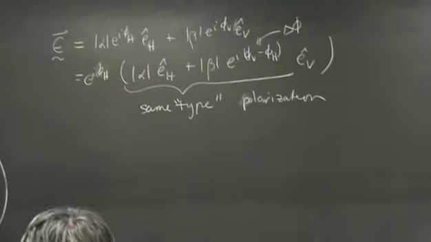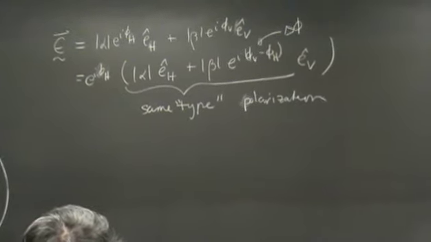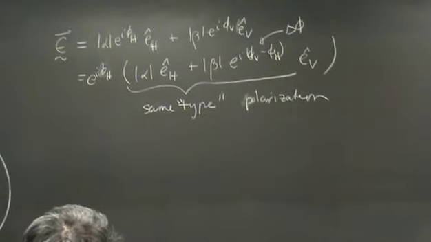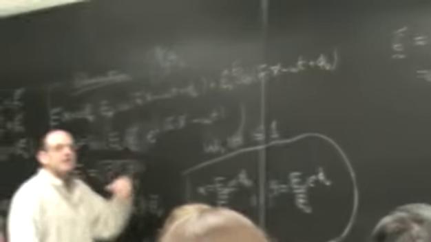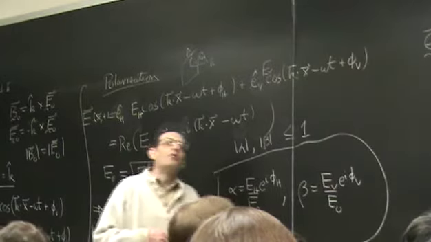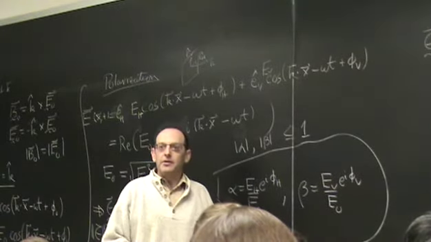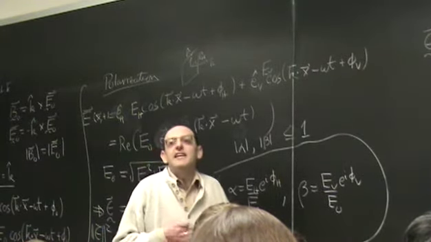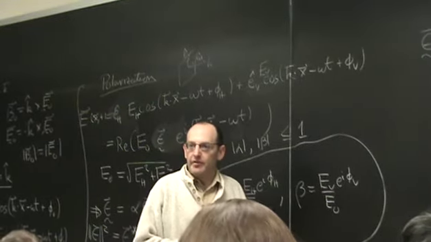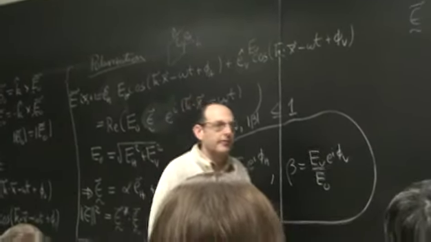And the way we saw that here is that as the wave propagates, or as it evolves in time at a fixed position, you pick up an overall phase, and that changes the overall real amplitude of the field, but it doesn't change the type of polarization you have. Okay?